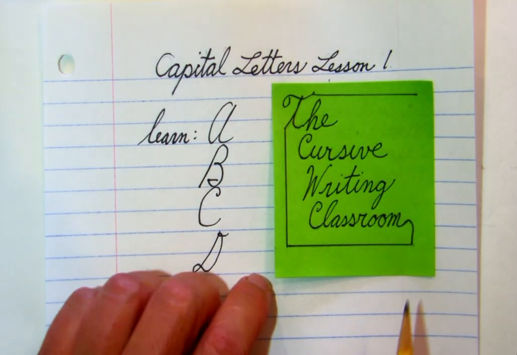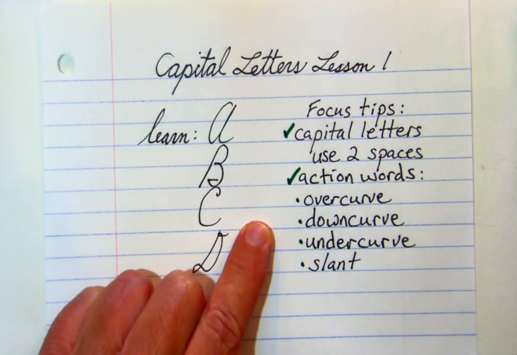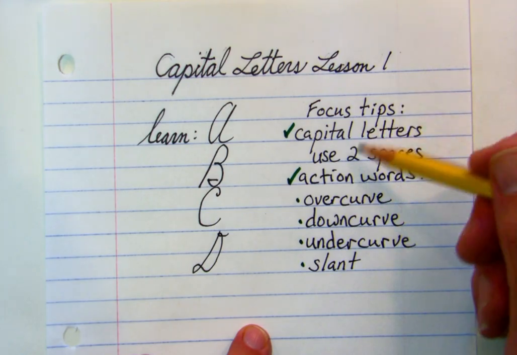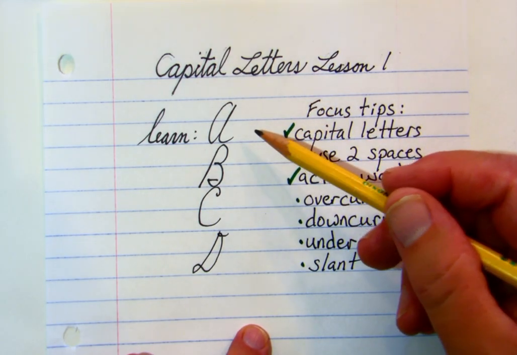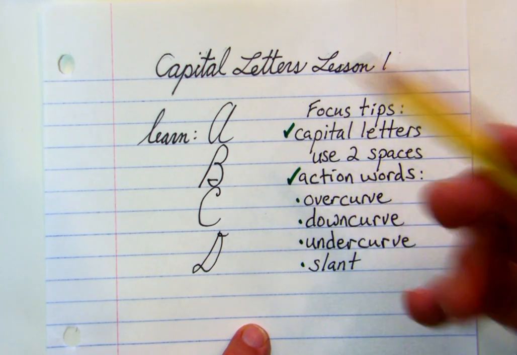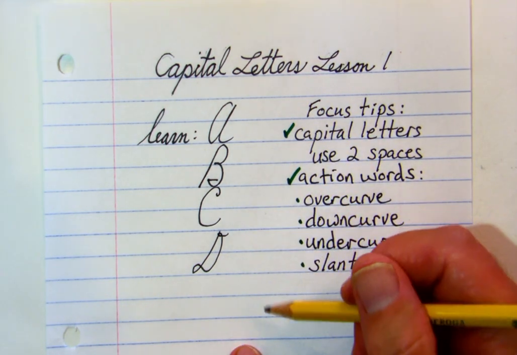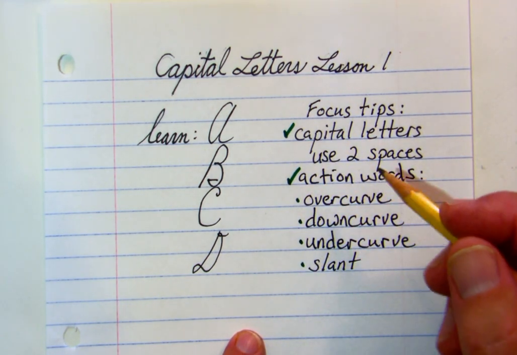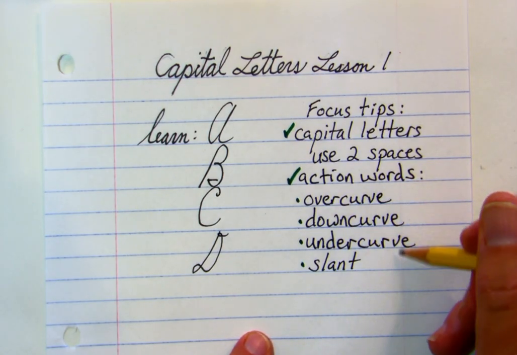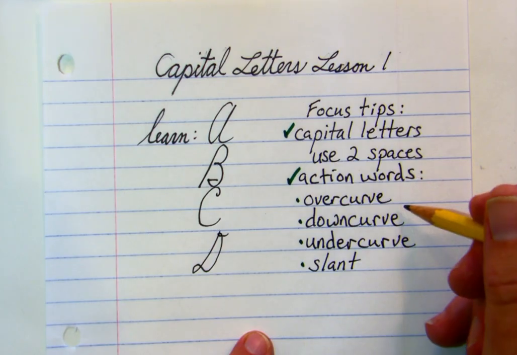And let's take a look at what our focus tips are today. Let's remember that these capital letters use 2 spaces. So all the letters will be at least 2 spaces tall today, whether you're using college rule paper or primary lined paper. Also, I'll be using these action words today, so you need to know what they mean.